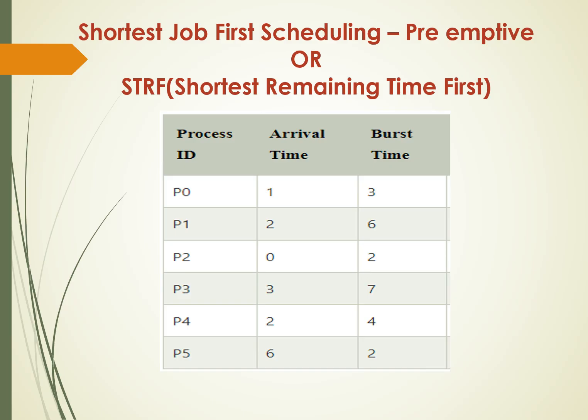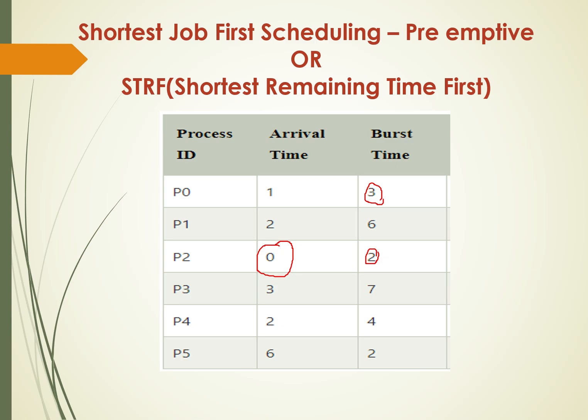Then in shortest job first scheduling, we have a preemptive version. For example, here P2 is arriving at 0 second, no? In the first second, who is coming? It's the process P0. Suppose instead of 3, consider P2 has 3 seconds of work, and P0 has 1 second of work. In the first second, if P0 comes, P0 has only 1 second of work, while P2 will have 2 more seconds of work, right?